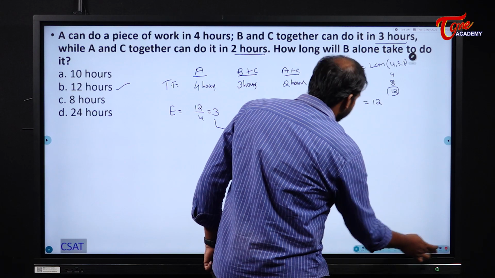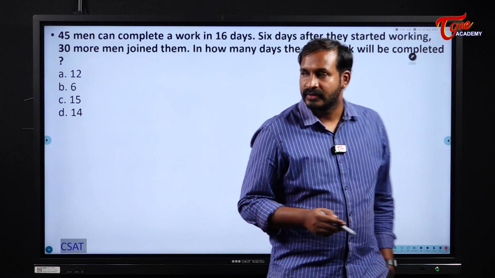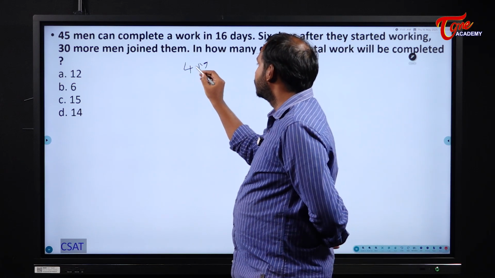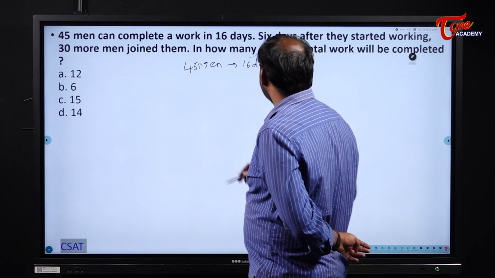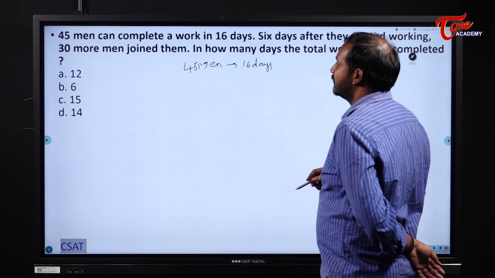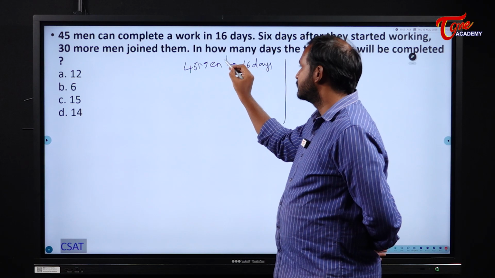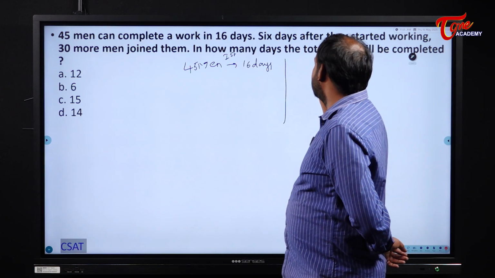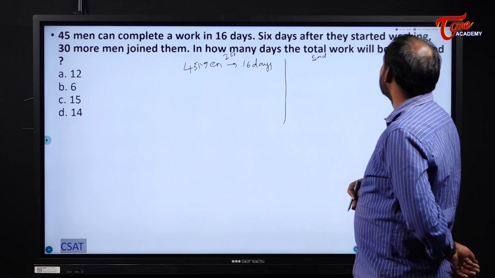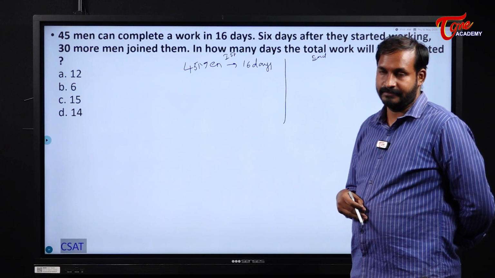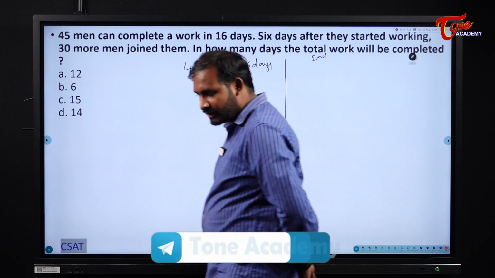Okay, next one. 45 men can complete a work in 16 days. This is the first case. In the second case, they are telling that 6 days after they started working, 30 more men joined them. In how many days will the total work be completed?